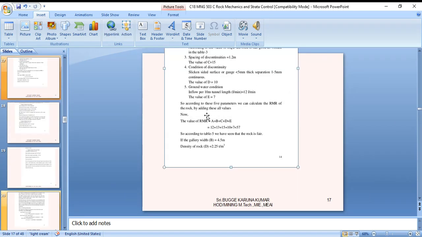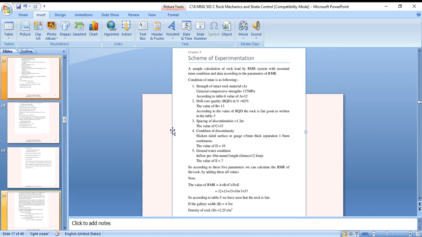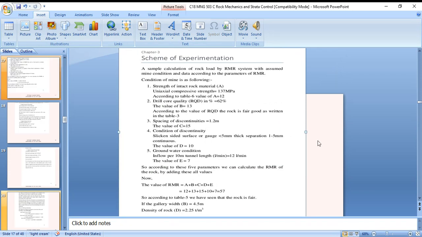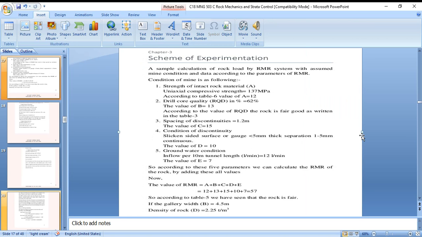So then the simplified one more idea here: scheme of experiences. Sample calculation of rock load by the RMR system with assumed mine condition and data according to the parameters of RMR. Condition of the mine is as follows: strength of the intact rock material, the uniaxial compressive strength is 137 megapascals. So according to the table, A is equal to 12. Drill core quality, that is the RQD value, 62%.